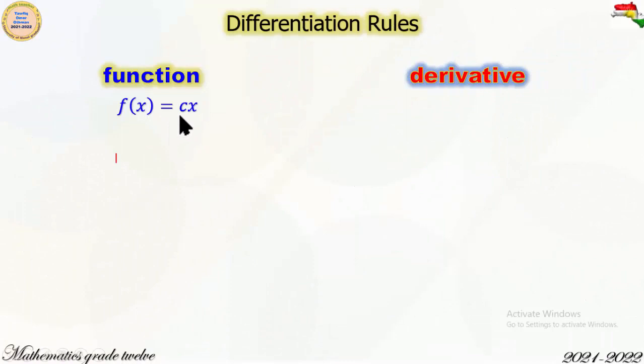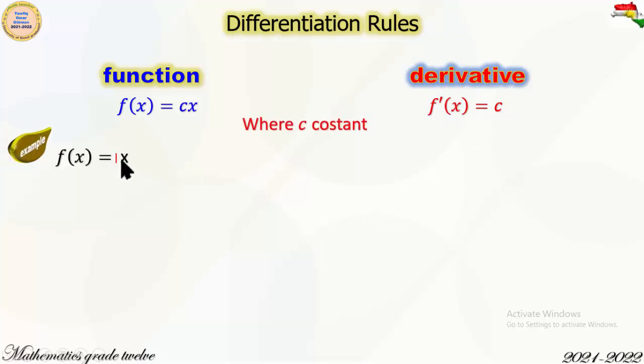F of x is equal cx. That means if we have a number or a constant multiplied by an x without power, therefore the derivative f prime of x is equal c. For example, f of x equal x, because we have 1 here, therefore f prime of x is 1. F of x is equal 5x. Here we have 5 times x, therefore f prime of x is 5.